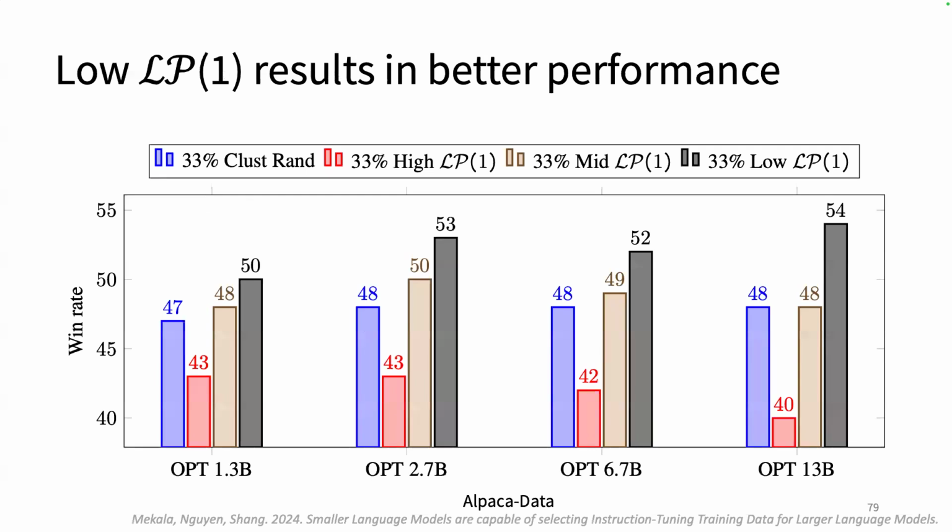Okay, so first, low LP1 results in better performance. Here we use LP1 to rank the samples and divide them into three subsets: low, middle, and high. Low implies that little learning happened in the first epoch. Middle is decent, and high implies that almost all the learning happened in the first epoch itself. We consider different OPT models of different sizes, and we train on different subsets, like mid, low, and high, and we compare against the same OPT model trained on the whole data set. More than 50% win rate indicates winning over the LLM trained on all data significantly.